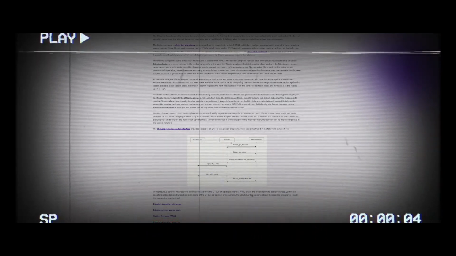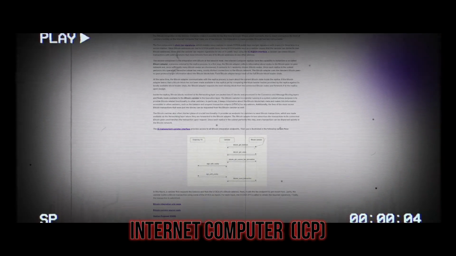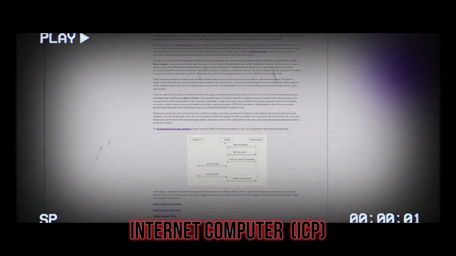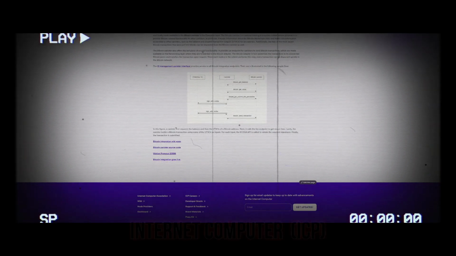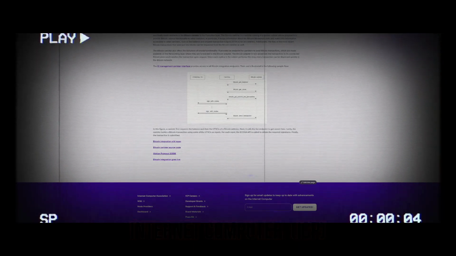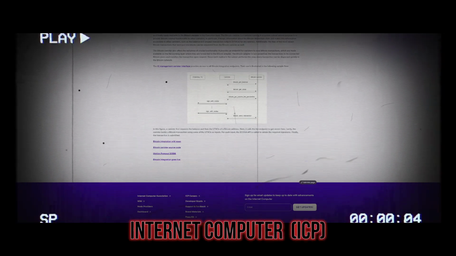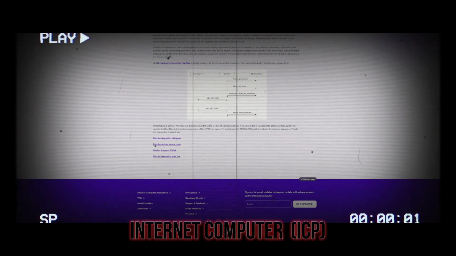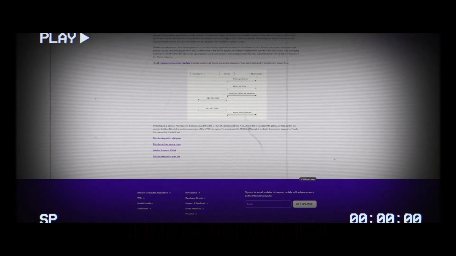The IC Management Canister interface provides access to all Bitcoin integration endpoints. Their use is illustrated in the following sample flow. In this figure, a canister first requests the balance and then the UTXOs of a Bitcoin address. Next, it calls the fee endpoint to get recent fees. Lastly, the canister builds a Bitcoin transaction using some of the UTXOs as inputs. For each input, the ECDSA API is called to obtain the required signatures. Finally, the transaction is submitted.